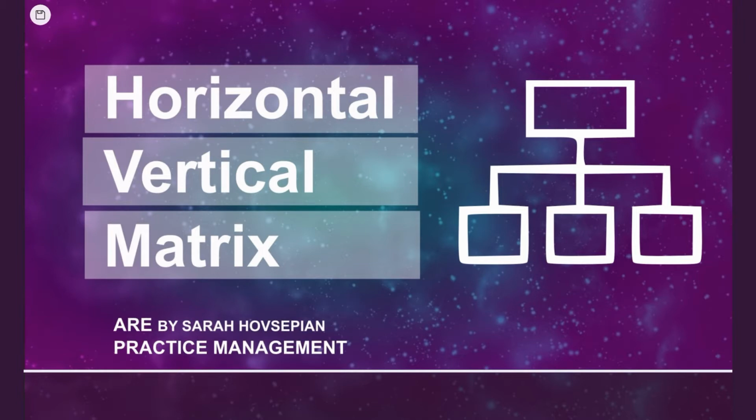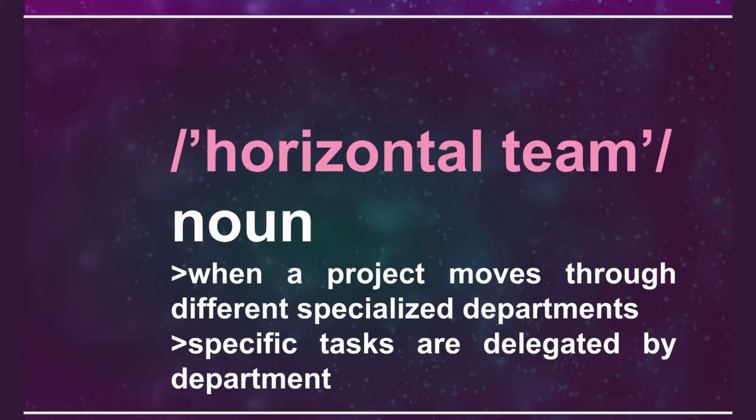What's the difference between a horizontal, vertical, and matrix team anyways? A horizontal team is when a project moves through different specialized departments. Specific tasks are delegated by department.